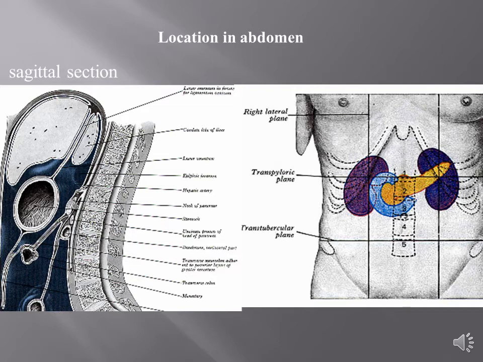And in the left diagram we can see the sagittal section of abdominal cavity and we can see that the pancreas is placed posteriorly on the posterior abdominal wall and it is covered by peritoneum only on the anterior aspect. It occupies epigastrium and left hypochondrium. It is a retroperitoneal organ as we can see over here.